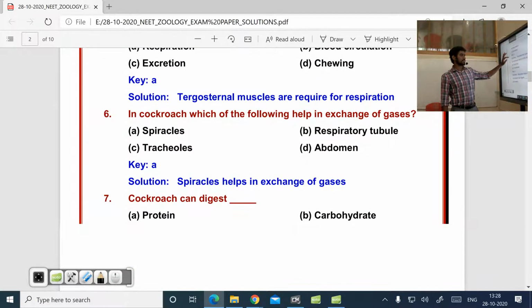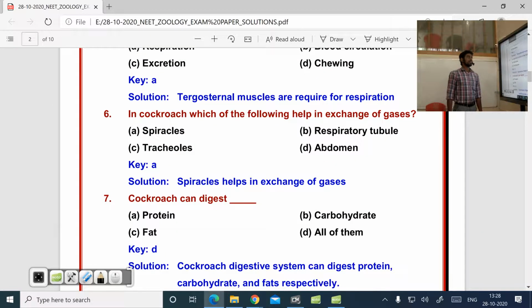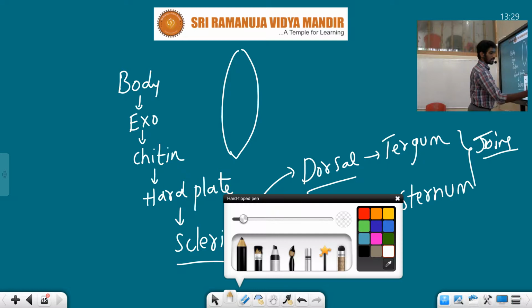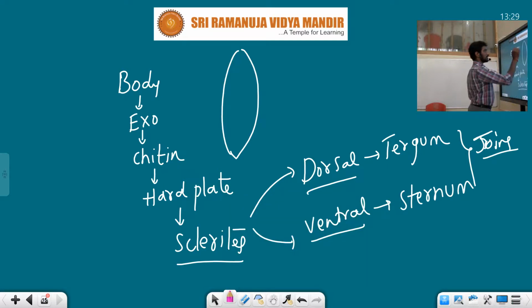Next question, see student. In cockroach, which of the following helps in exchange of gases? There is no doubt at all here also. The answer would be the spiracles. Let us see once again. If you observe, this is about a cockroach, right? The body wall has certain small tube-like structures we can observe now. What do we call this? This is called the spiracles, right student?